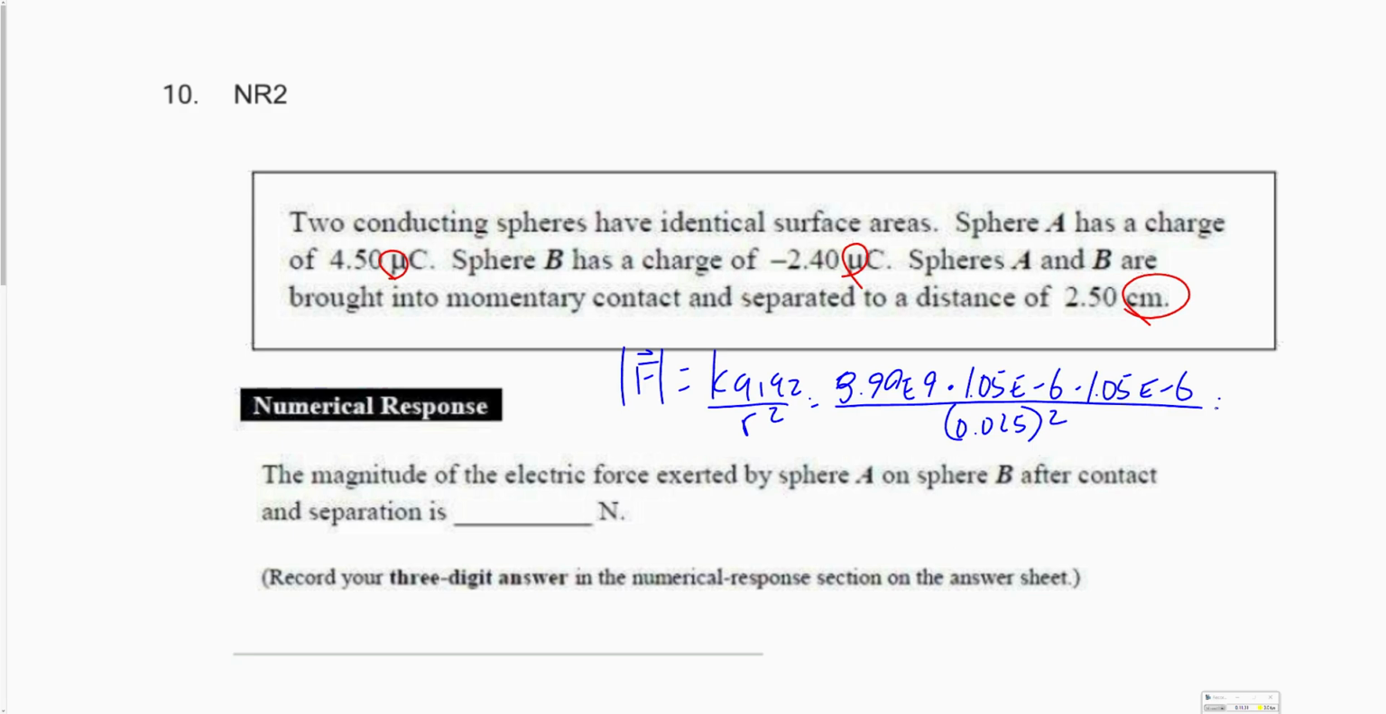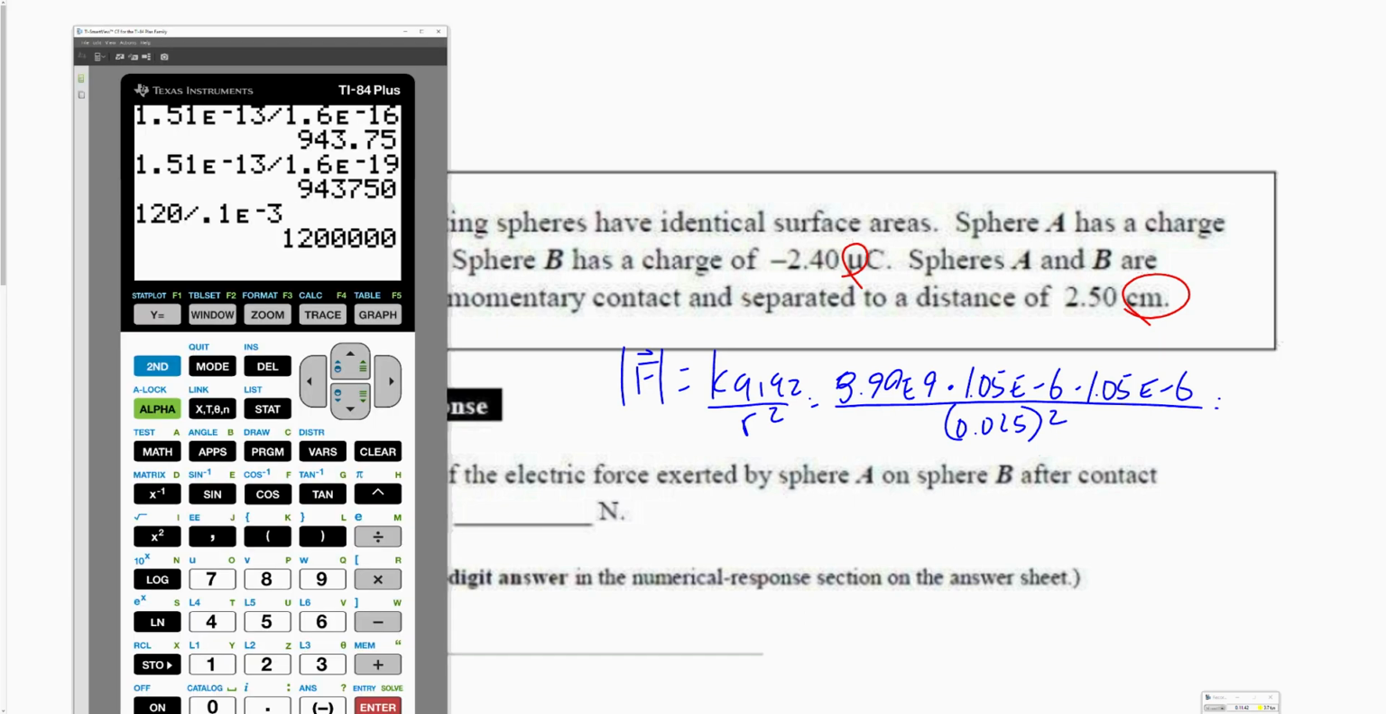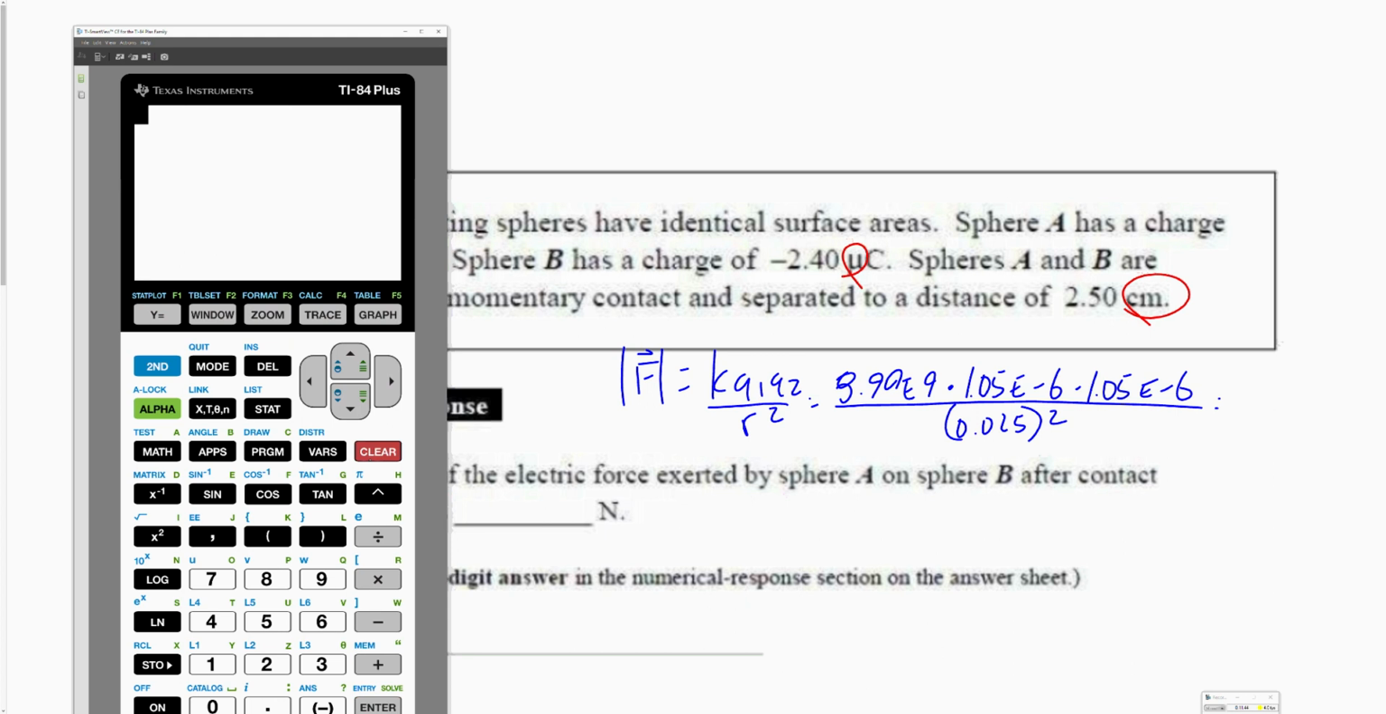Just be careful, read the question, answer the question, right? This is not an insane question, but we do have to recognize that they touch together. And we know what happens when they touch together. They balance. So let's balance them before we do Coulomb's law there. So let's go 8.99 times 10 to the 9 times 1.05 times 10 to the minus 6 times 1.05 times 10 to the minus 6 again. And let's divide that by 0.025. Don't forget to square that.